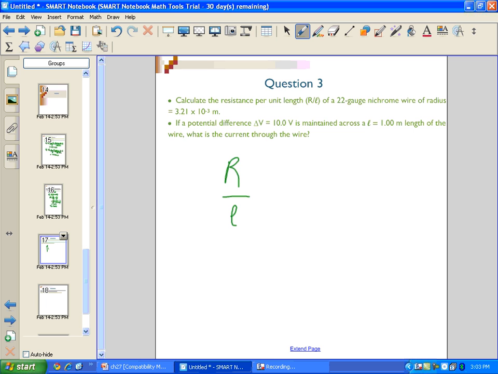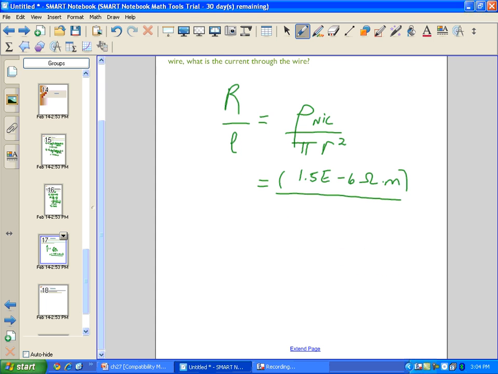So first, resistance per length will be resistivity. In this case, it'll be nichrome, so we'll have to look it up, divided by the area, which for any wire, the cross-sectional area, is pi times r squared, because it has a circular cross-sectional area. When we look up the resistivity for nichrome, we get 1.5 e to the minus 6 ohm meter from our table at the reference temperature, divided by pi times 3.21 e to the minus 3 meters, and of course we must square this. Well, I get a value of 0.0463 ohms per meter.